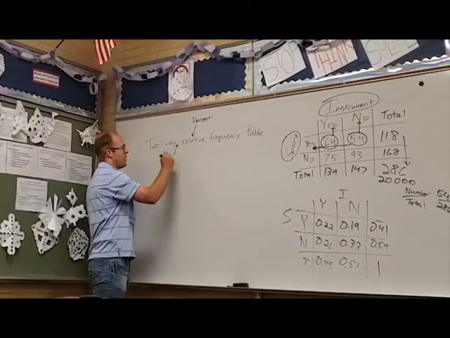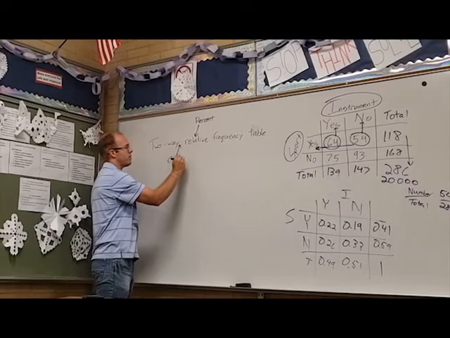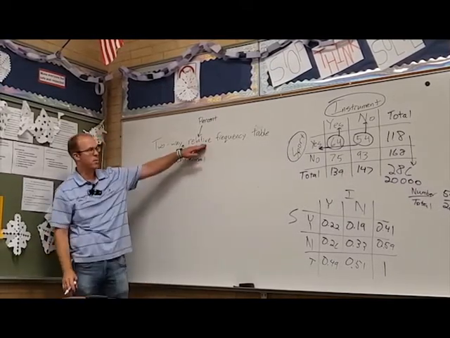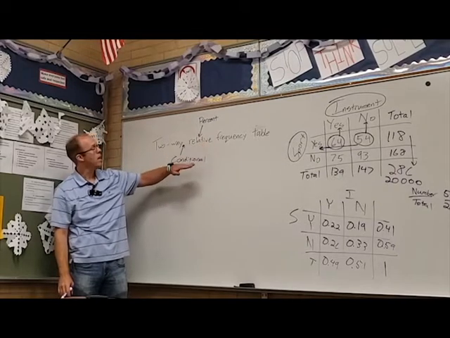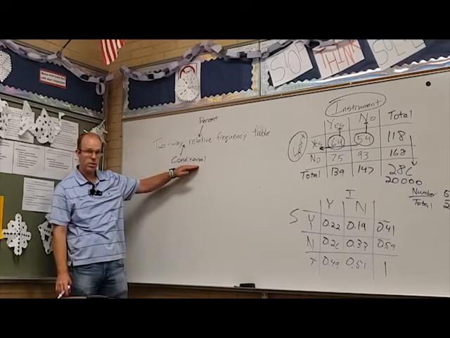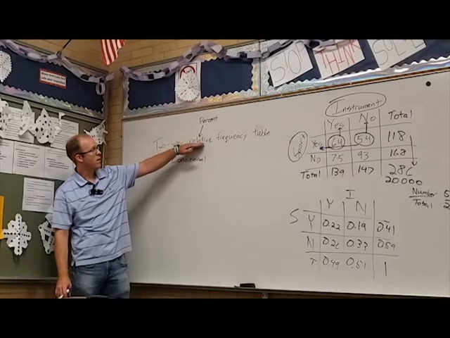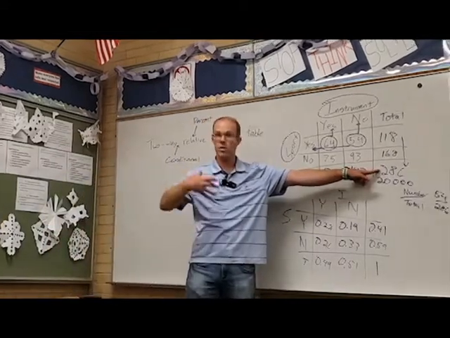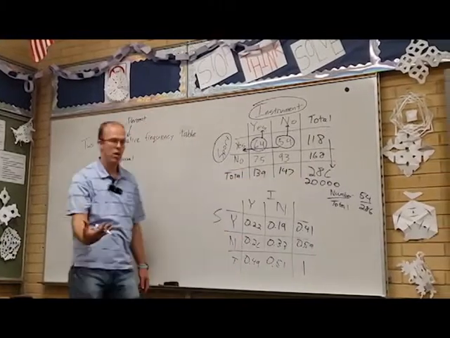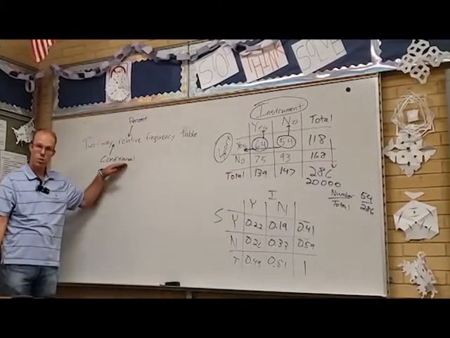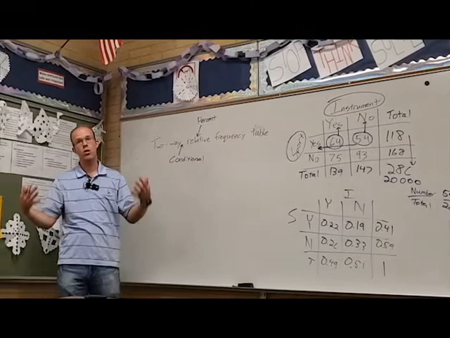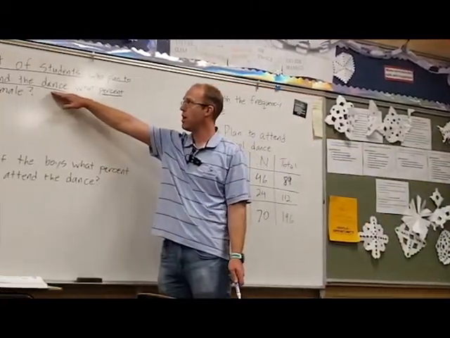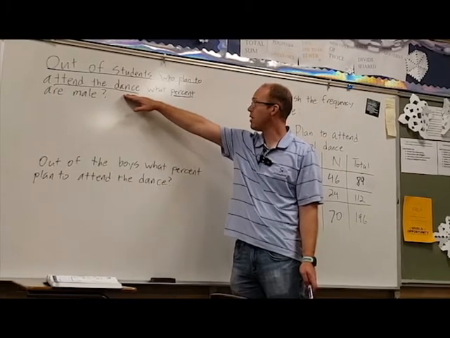So we're going to add a detail here: conditional relative frequency table. The difference between a relative frequency table and a conditional relative frequency table is this. For a relative frequency table, we use the grand total. We're considering everyone in the survey. For the conditional relative frequency table, we're not looking at everyone, we're only looking at a part, like in this one, out of the students who plan to attend the dance.